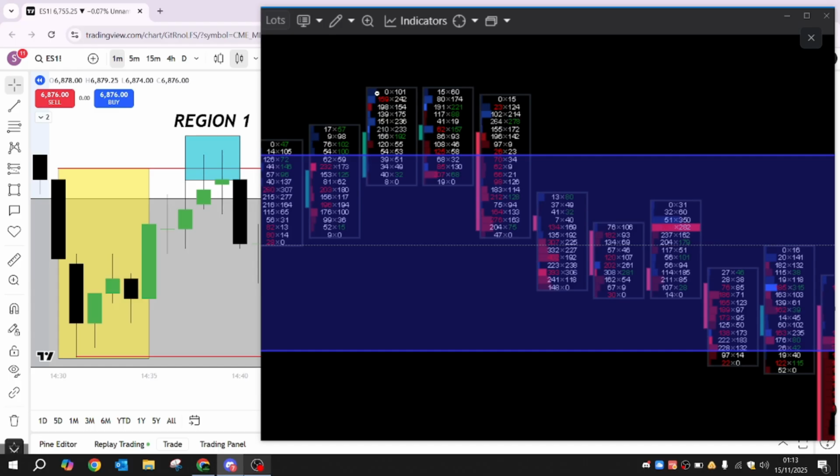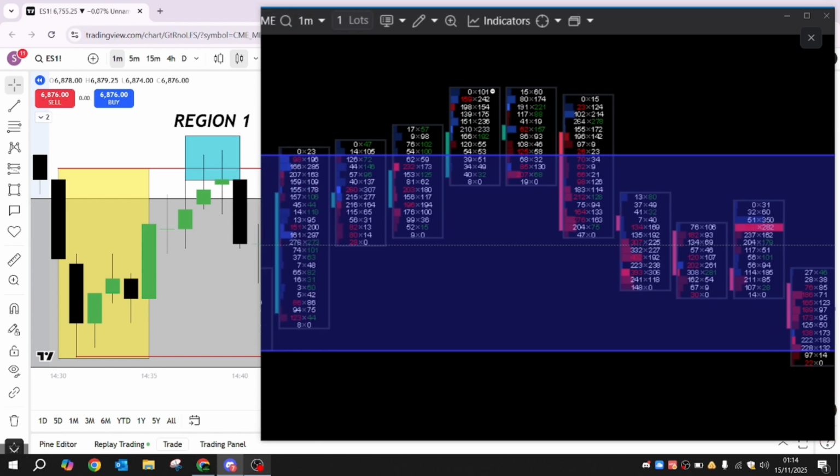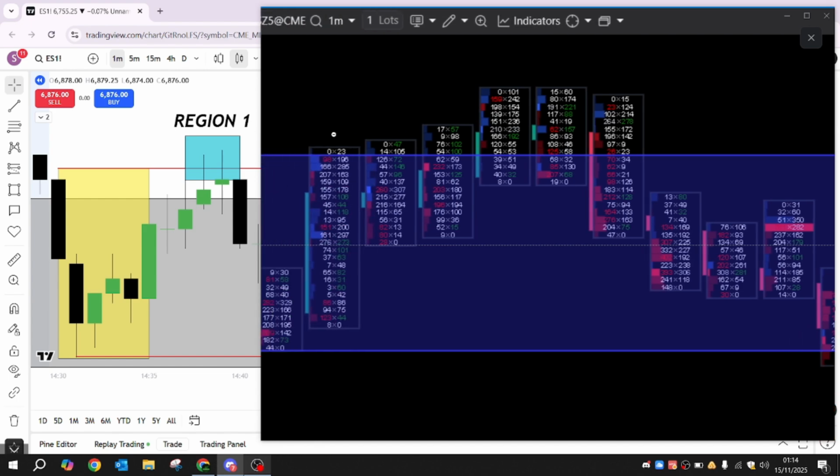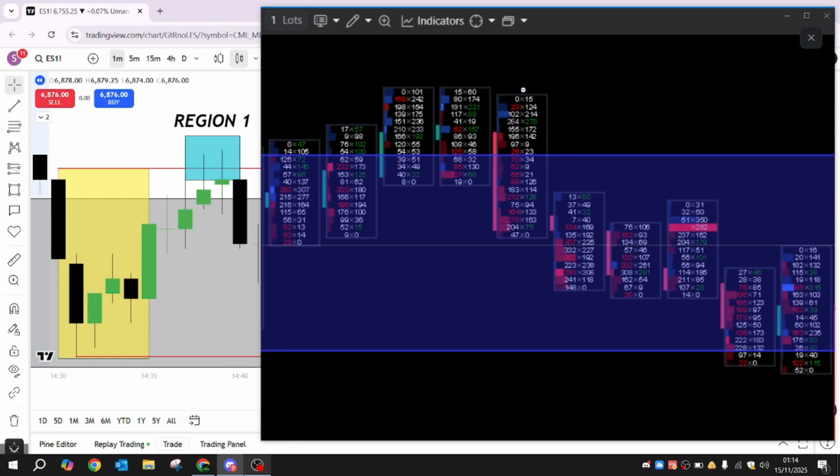Now, when you see a blue delta, so in this case, we see a blue delta over here, blue delta over here, that means that there's a lot more aggressive buyers than aggressive sellers. Where my cursor is, you can see 0 for 101. Then you see 0 for 23, 0 for 47, 0 for 15. So what you're seeing over here in region number 1 is aggressive buyers hitting the ask. There are more aggressive buyers than aggressive sellers.